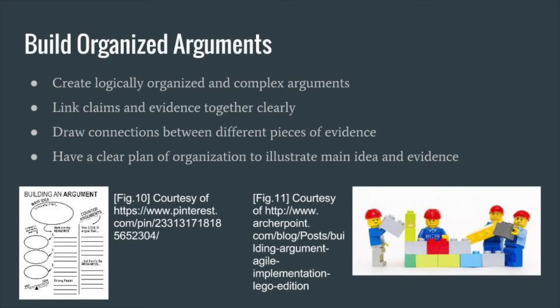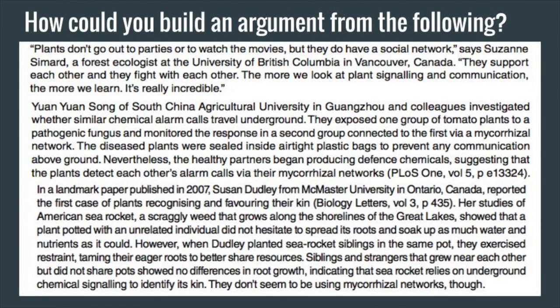Okay, so the last one is build organized arguments, and to do this, you basically have to synthesize all of this evidence and claims from 4 or more different documents into one super complex argument of your own, and you have to link all of the different pieces of all of the different things together into one super argument and draw a bunch of connections, and to do this, you're going to need a clear plan and a lot of organization skills. So rather than giving you 16 documents and asking you to build an argument, we gave you one document, and you're going to explain to us how you could build an argument from the following.